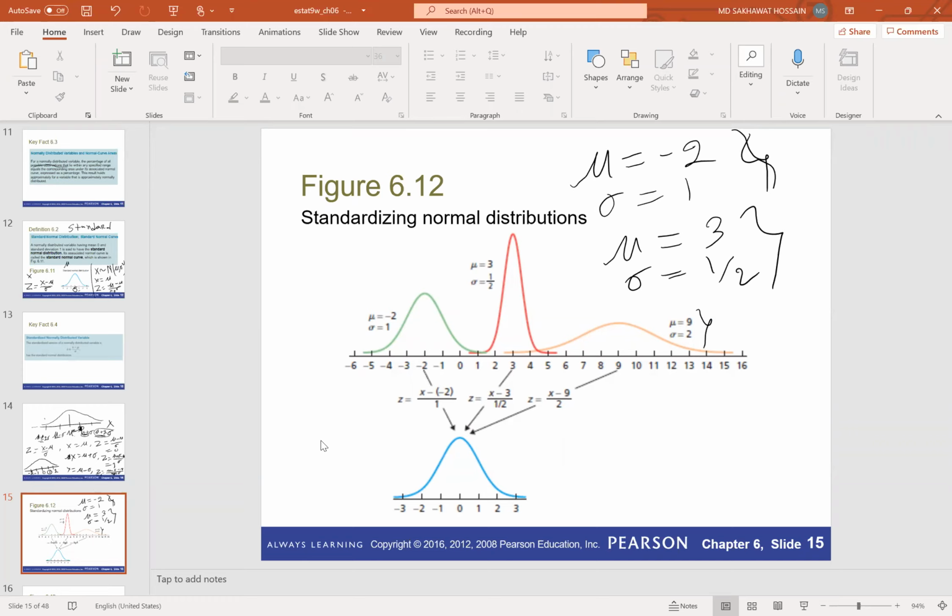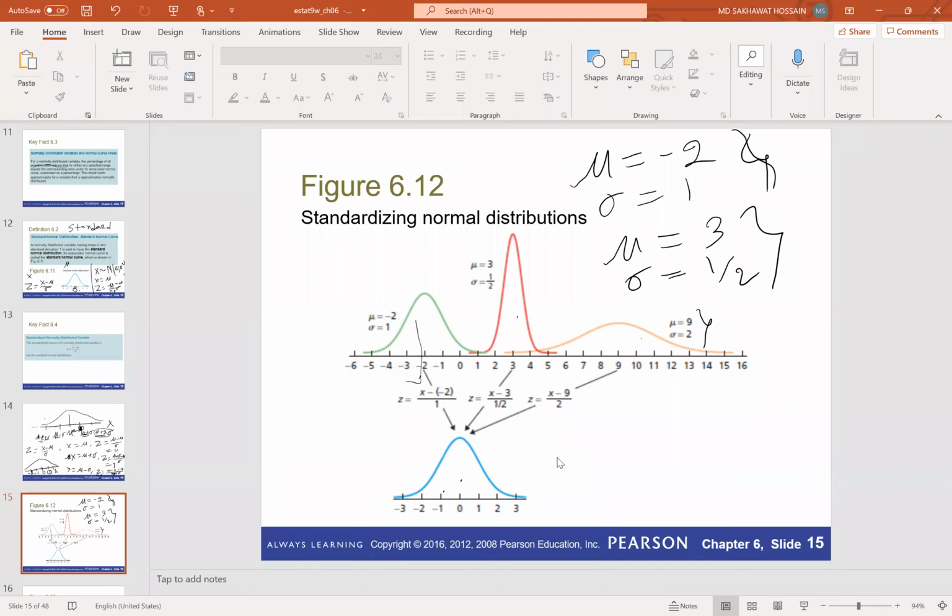So when you standardize, after standardizing, this normal distribution will correspond to this one. This one will also correspond to this one. This one will also correspond to this one. So that means all normal distributions correspond to the same normal distribution, which is called the standard normal distribution.